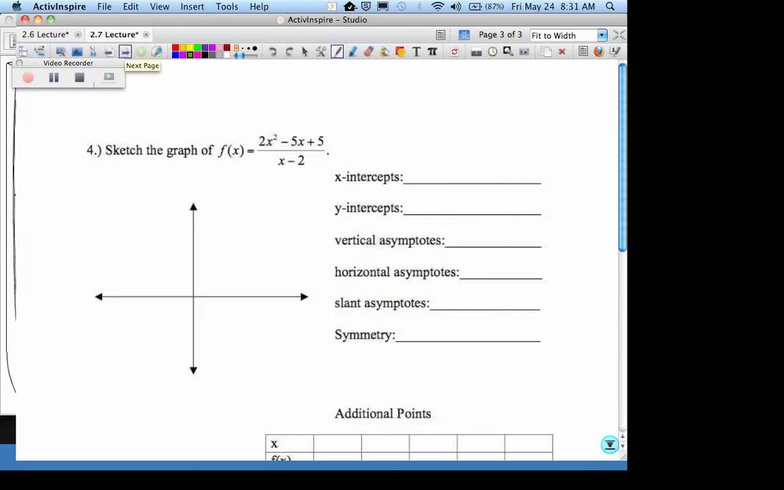So sketch this graph. How many problems are left? This is the last one, and then, yeah, this is definitely the last one. We're good. You can finish the packet. You can do your worksheets. This is the last one, yes.